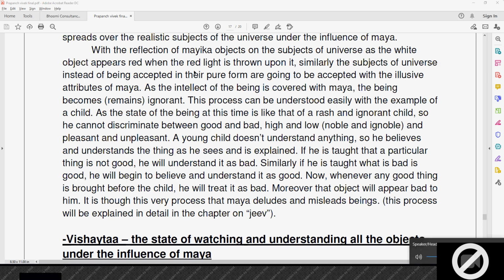It means this is how Maya hides the real form of the object, and it will start showing you the wrong and elusive image of the universe. So for example, some object has its natural color, but when we throw red or green light on it, we won't be able to see its real colors, but we'll be able to see it as being of red color or green color. In the same way, Maya will stop making us identify the real form of the object as the form of Brahma, but we will become ignorant about the real form and start considering it as good or bad, or high or low, noble or ignoble, pleasant, unpleasant, etc.